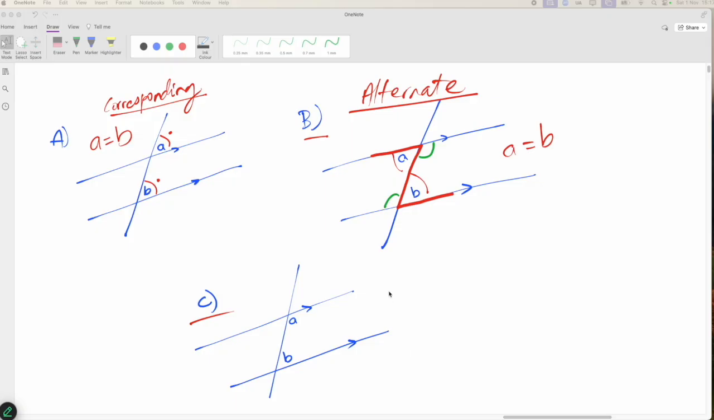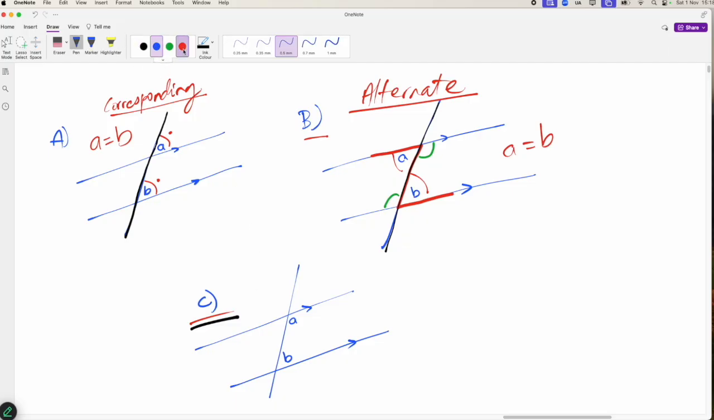And can anybody give me part C? Yes, thank you, Josiah. Is it alternate? No, these are alternate. Alternate have to do with the Z. You notice that corresponding angles are on the same side. But alternate angles are the only ones that are on different sides of the transversal. So where's part C then? Is it corresponding? No, this is corresponding. Some people have busted the mark already.